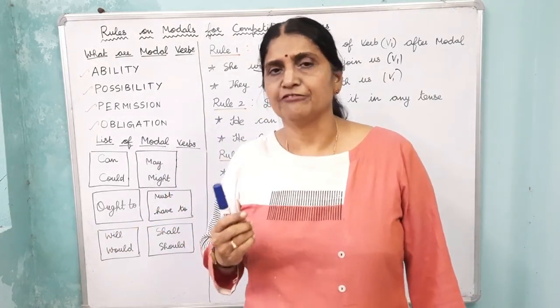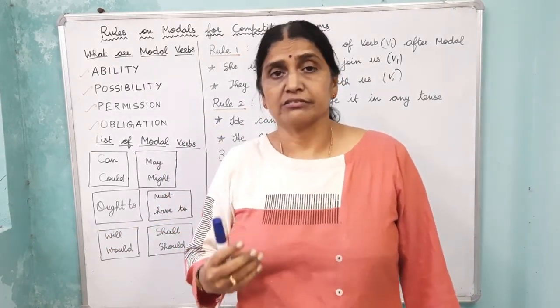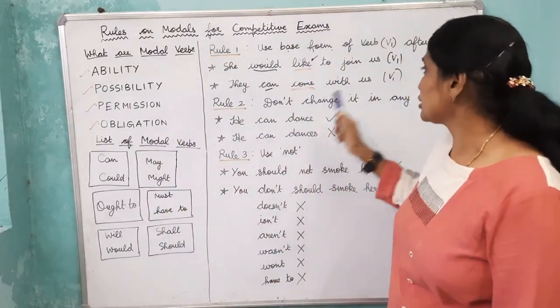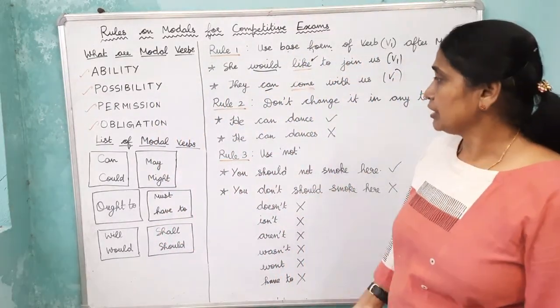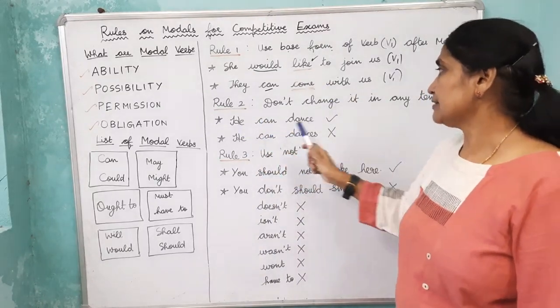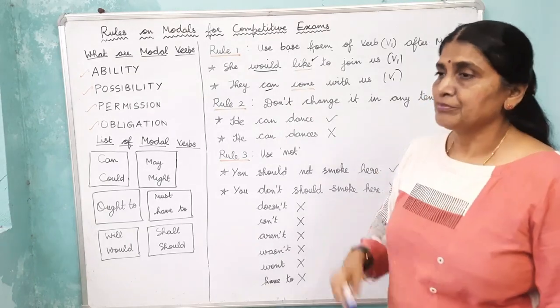For example, I gave you. Actually, there are 12 tenses. But modal auxiliaries, you should not change it in any tense. For example, he can dance. He can dances is a wrong sentence.